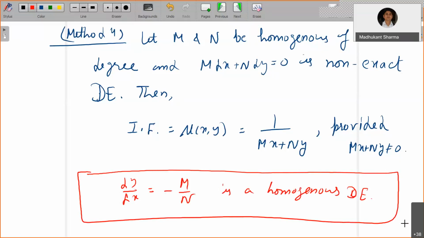Okay, so if you rewrite all the things, you will write dy by dx equals, so the right hand side becomes a homogeneous function of degree 0, because M and N both are homogeneous functions of the same degree, so the degree will get cancelled. If you replace x by lambda x and y by lambda y, lambda is going to cancel, and it will remain the same here. So there you have used the transformation.